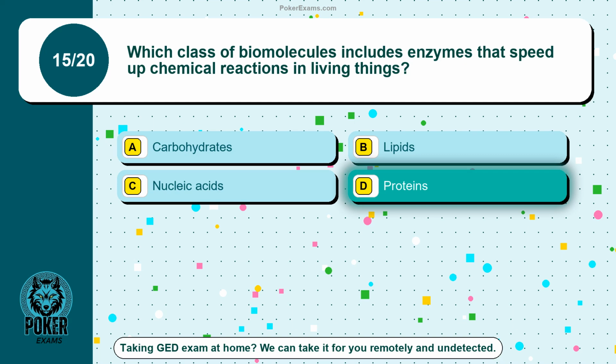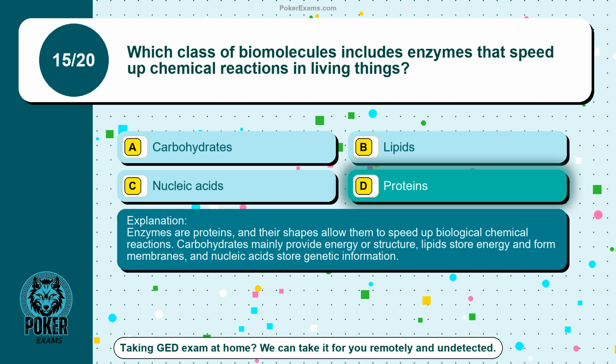The correct answer is option D. Proteins. Enzymes are proteins, and their shapes allow them to speed up biological chemical reactions. Carbohydrates mainly provide energy or structure, lipids store energy and form membranes, and nucleic acids store genetic information.